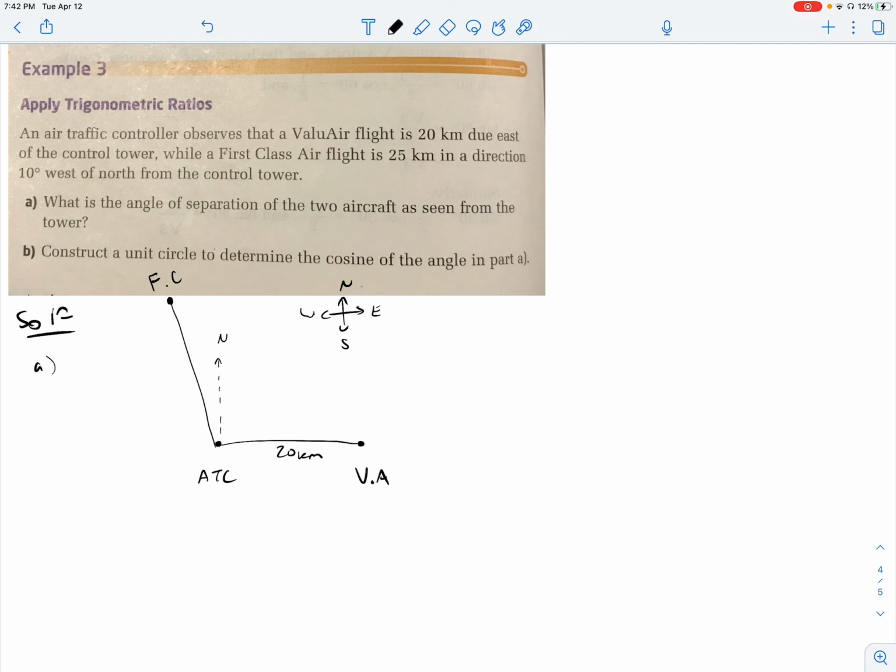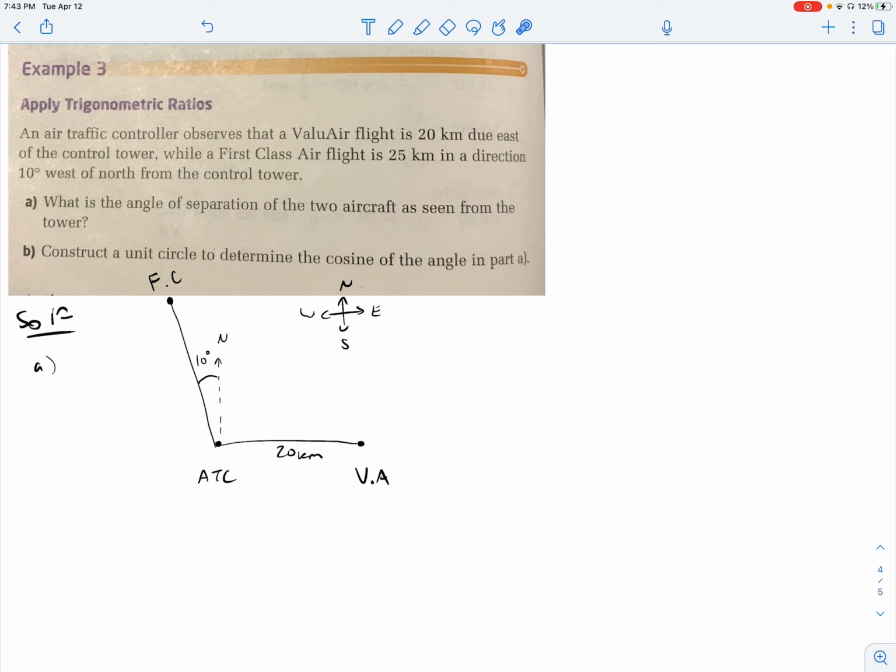Okay, and in here there's an angle of 10 degrees because it says it's 10 degrees west of north. So I start at north and I just rotate 10 towards the west direction, because west is this way.